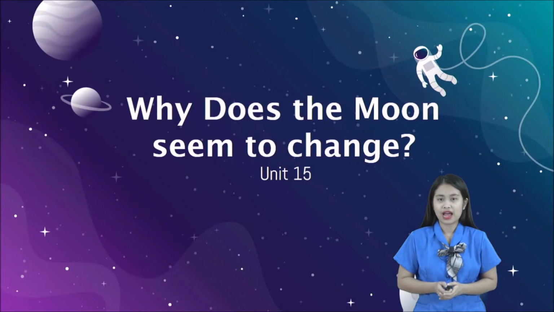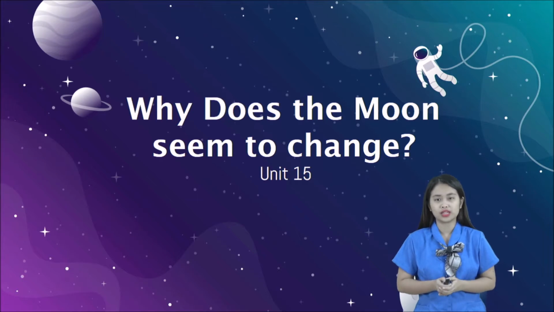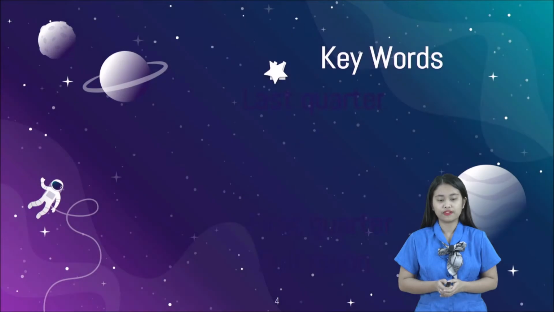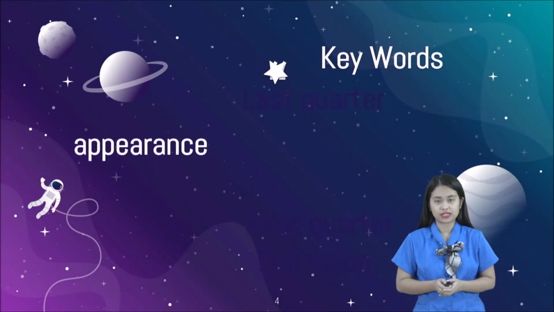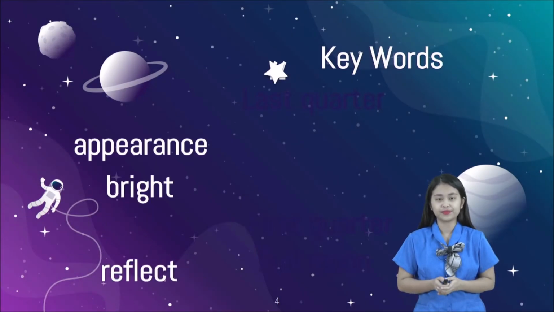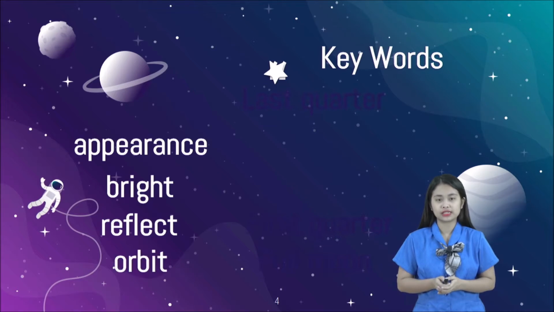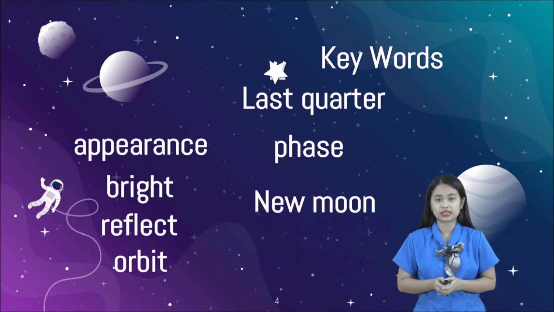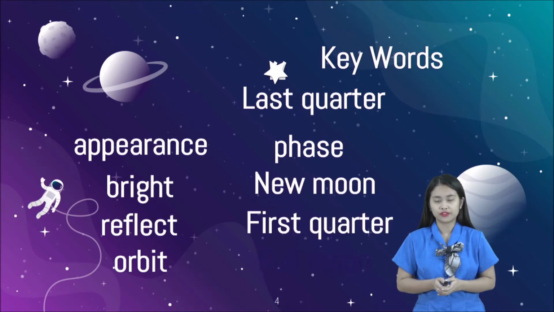Again, good morning, grade 2. Now, our lesson is all about why does the moon seem to change. It is from our reading unit 15. Before listening to our passage or audio, let us have these keywords. The first one is appearance. Second is bright, reflect, orbit, last quarter, phase, new moon, first quarter, and the last one is full moon.